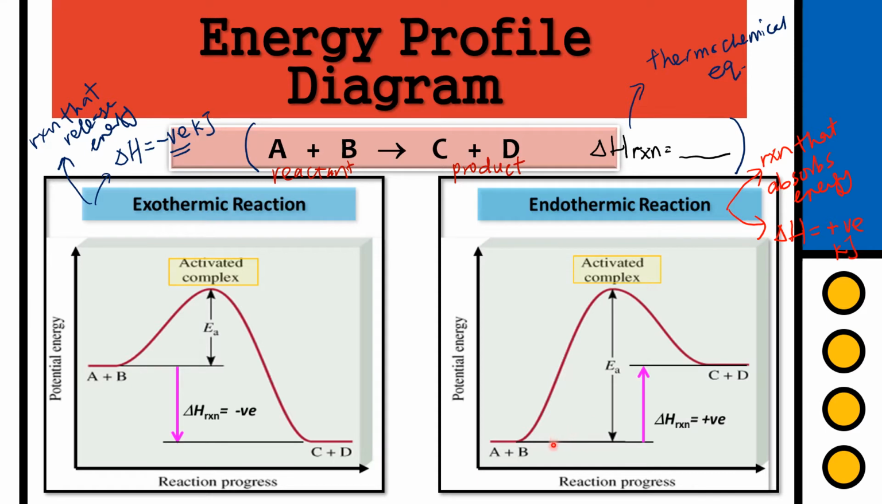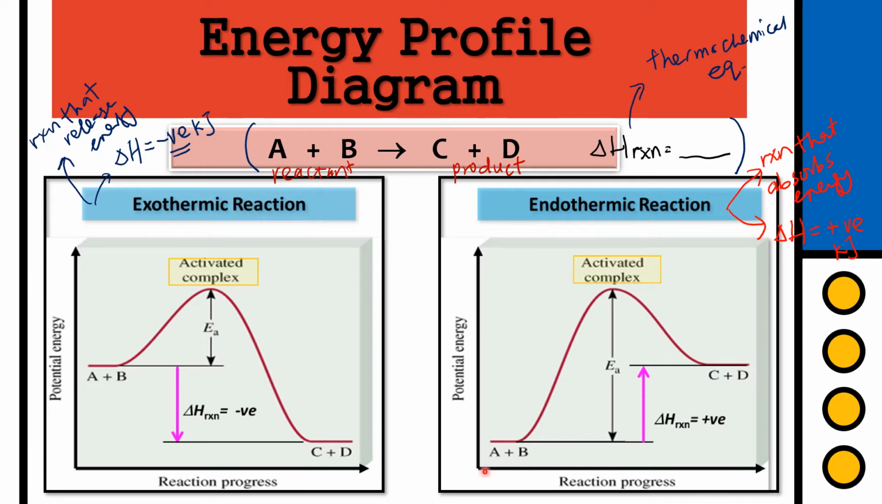For an endothermic reaction, the reactant will have lower potential energy. It's a reaction that absorbs energy, so the product here will have higher potential energy, thus giving you the shape of the energy profile diagram for an endothermic reaction, like this. So that's how we get the shape.